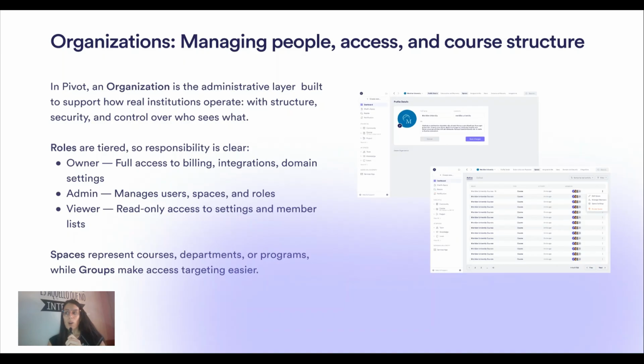Spaces represent departments, courses, or programs. You can assign spaces to specific faculty, teaching teams, or groups of students. Each space is private by default and can be configured for the audience it serves. The best practice is to create a separate space for each course to keep materials, conversations, and permissions easy to manage. Groups make it easy to target access. You can separate, for example, undergraduate students or assign teacher assistants to specific departments by building groups and managing their visibility across the content.